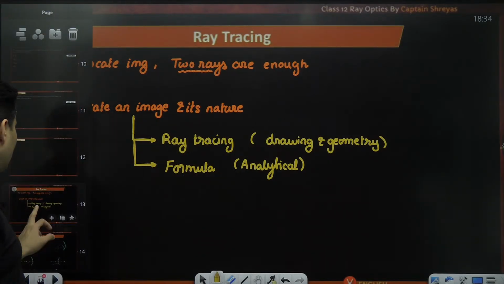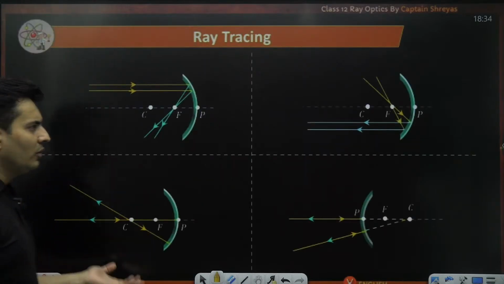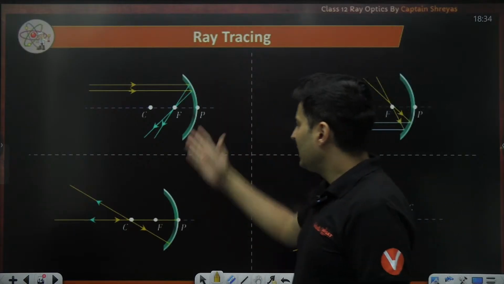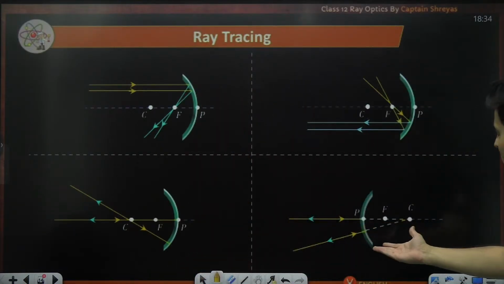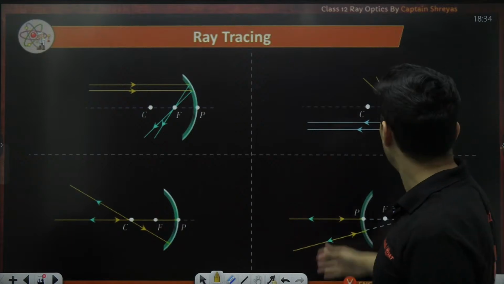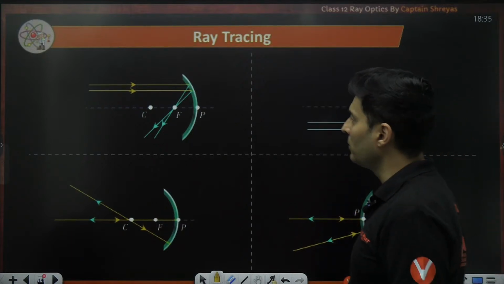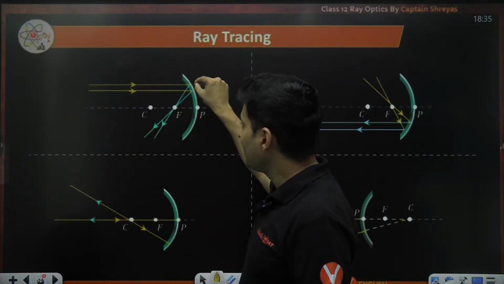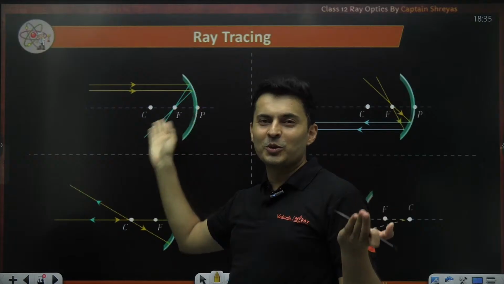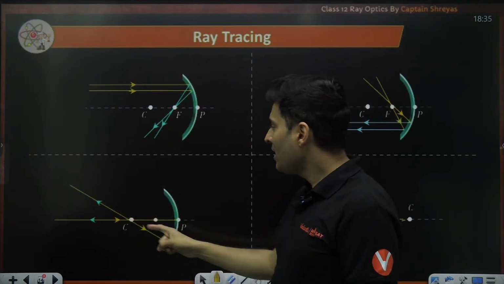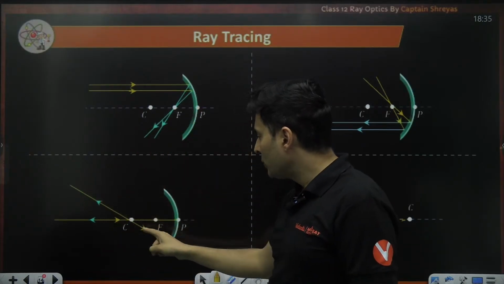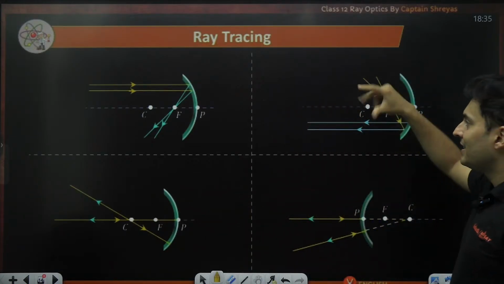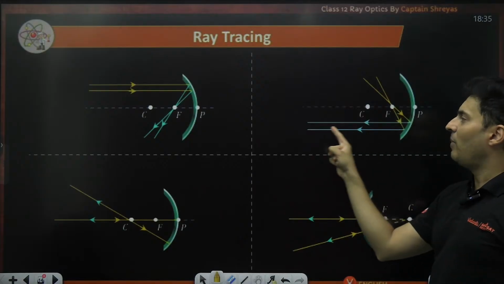What are the rules? Like I said, there are some rules. See, I will show you for concave mirror first, and then I'll show you for convex mirror. It's the same thing actually. On this side you have concave, all these are concave mirrors. This side, this one is convex. If you show a ray which is coming parallel to the principal axis, after reflection, what should it do? It should go through the focus. Simple. If a ray is already going through the focus, then exact reverse. After reflection, it should go parallel to the principal axis.